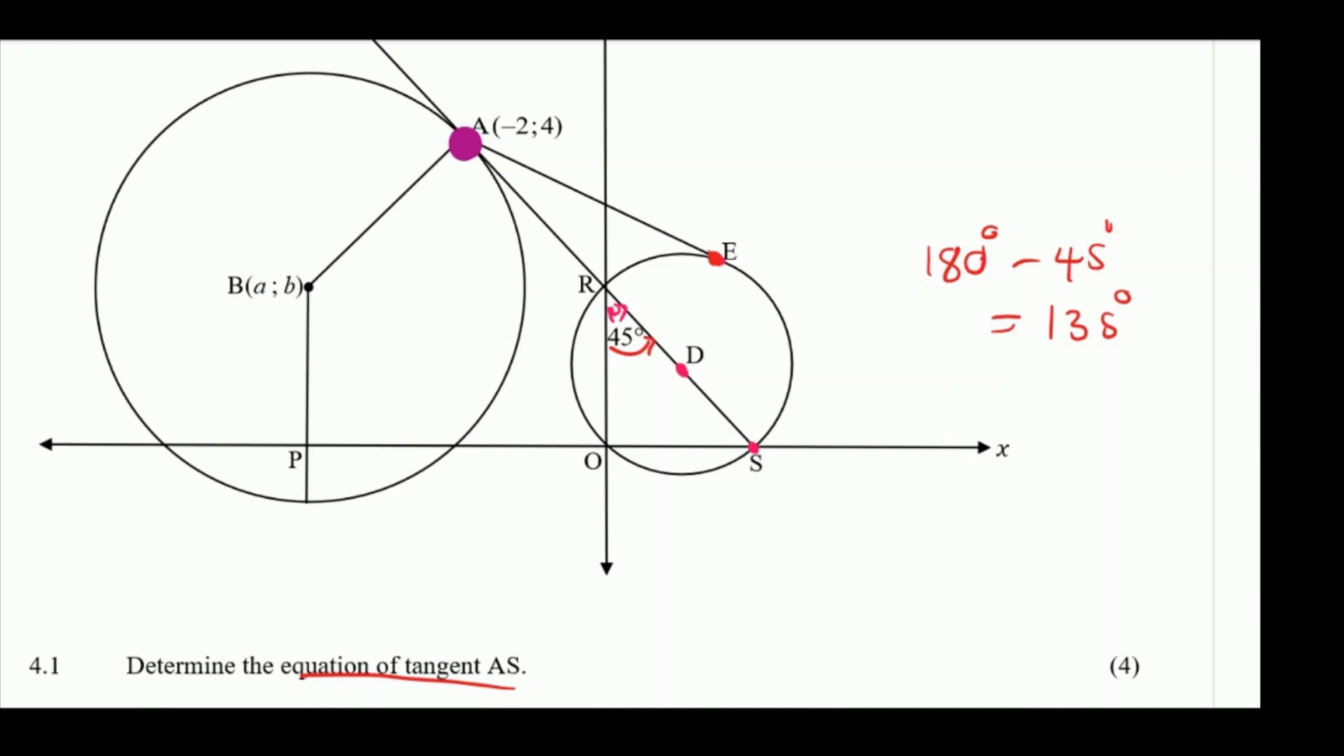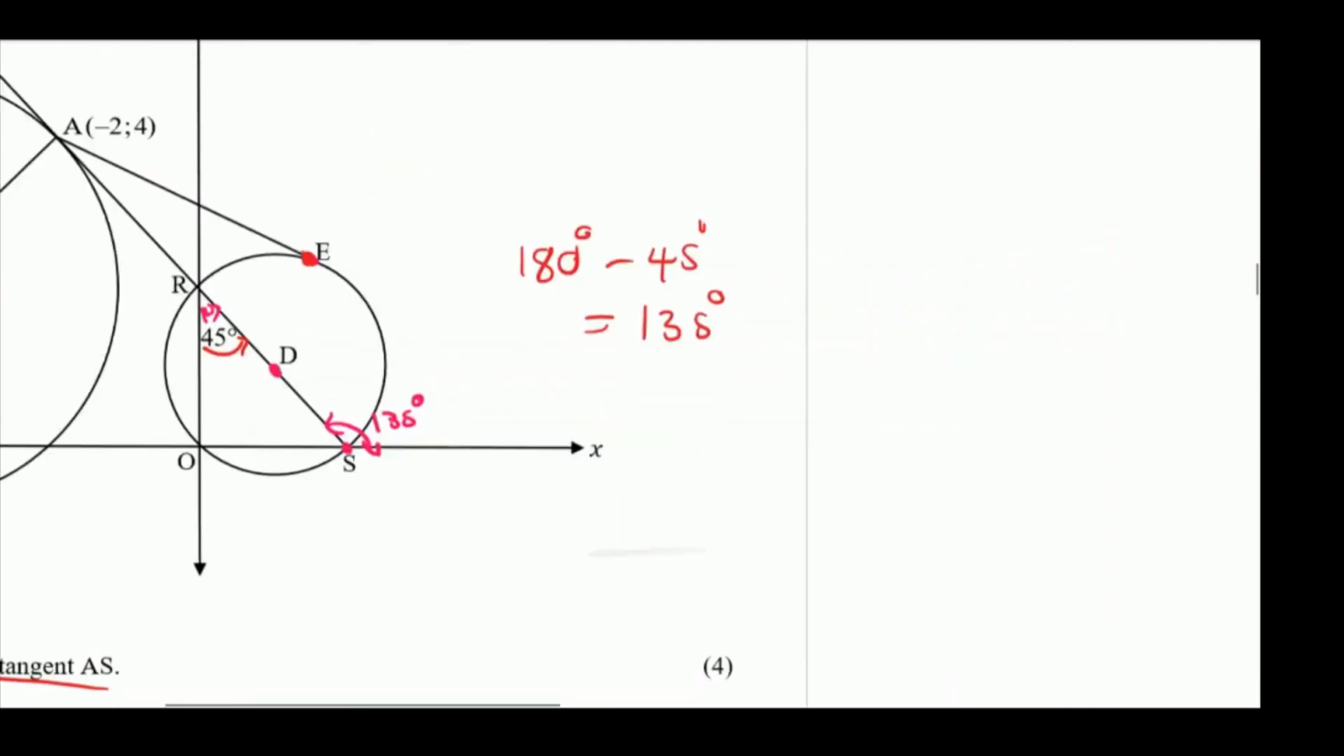So if we write it properly, this is the angle of inclination, which is 135 degrees. Cool. So for us to find the tangent, we have to use the angle of inclination, where tan of theta is equal to the gradient. So we'll be able to find the equation of AS, and we'll also use the point A to find the equation of the tangent.